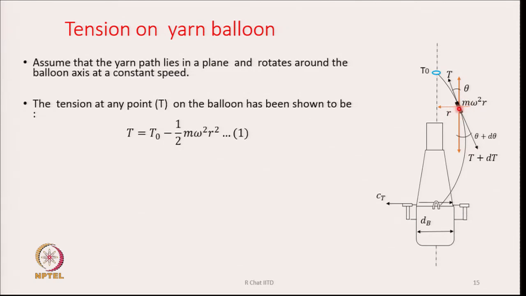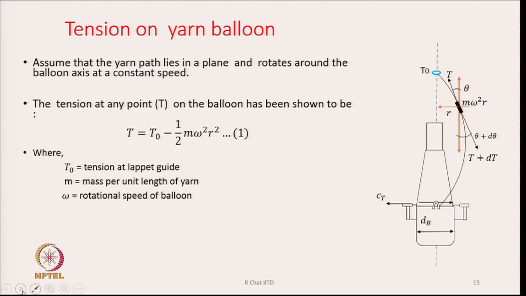So, this is at a distance r from the axis of the spindle, and T0 is the tension at the lappet guide. Here, m is the mass per unit length of the yarn, and omega is the rotational speed, and it has been shown that the tension T here is going to be T0 minus half m omega square r square.